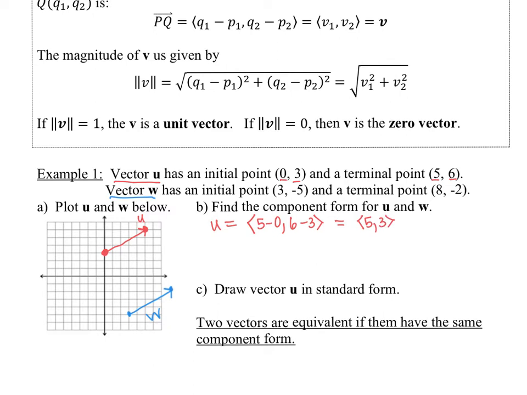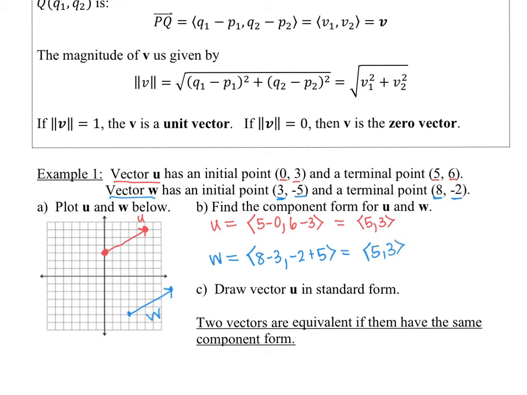Okay, now I'm going to do the same for w. Pointy bracket in the x direction, terminal minus initial. In the y direction, terminal minus initial, so plus 5, which goes to 5, 3.